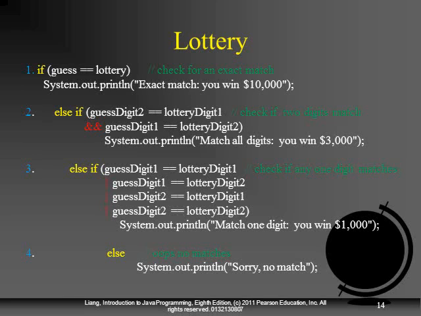See, number 2 was an AND condition. We had to match both digits. Number 3 is an OR. Any one of the digits match. And finally, if none of the digits match, then we hit the else for that condition, and oops, sorry, there's no matches.